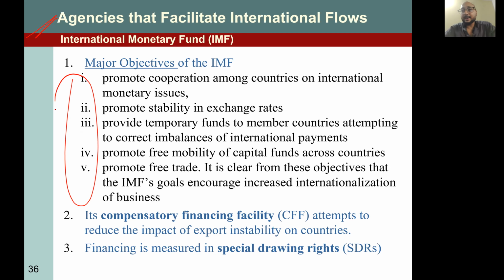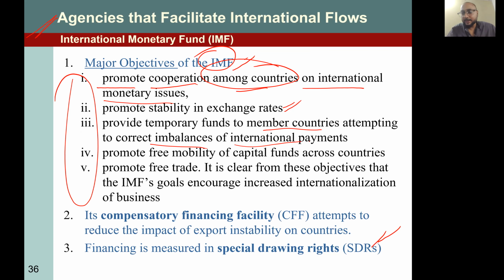Those agencies that help the international flow of funds, number one, the IMF, the International Monetary Fund, which promotes cooperation among countries on international monetary issues. The members are the countries that signed up for the IMF. They provide stability in exchange rates. How? We'll talk about it here. They provide temporary funds to member countries attempting to correct imbalances of international payments.